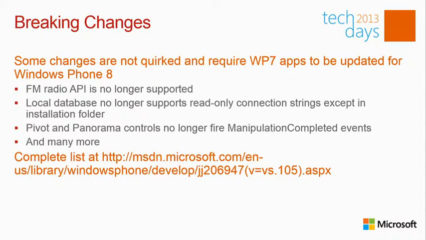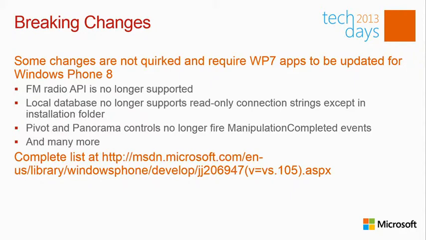For example, the fact that the garbage collector does work differently now. The fact that local database works a little bit differently, and as I indicated here, no longer supports read-only connection strings except in certain locations. There's a very good chance if you've written WP7 apps that none of these breaking changes will affect you.